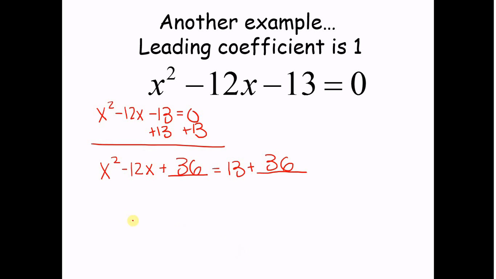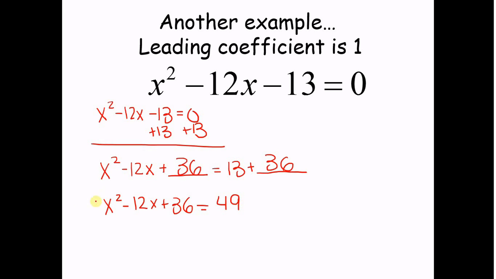So then, if I add these two together, I'm going to get x squared minus 12x plus 36 equals 13 plus 36. That's 49. Right? Check that on your calculator quick. I'll wait. It is? Okay. Just checking.